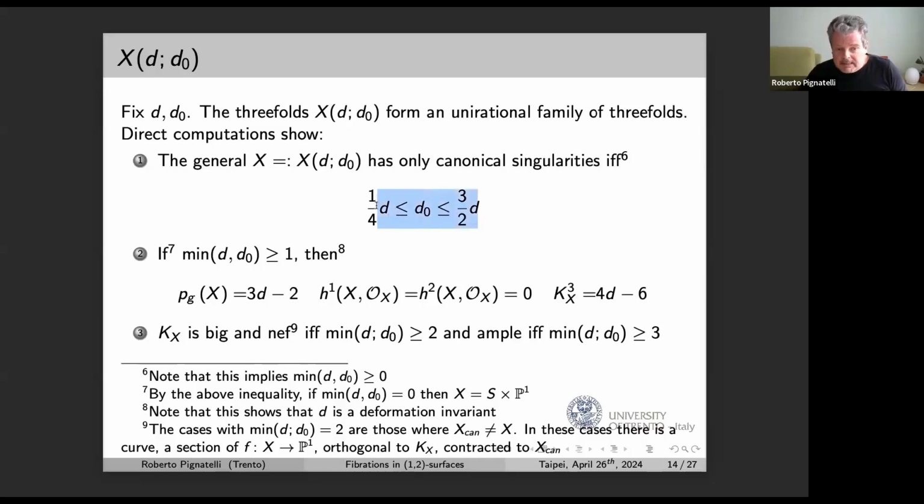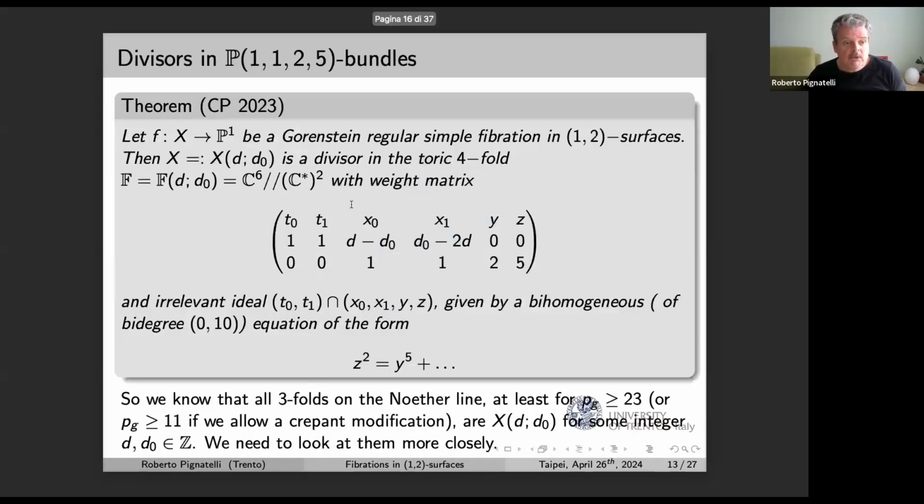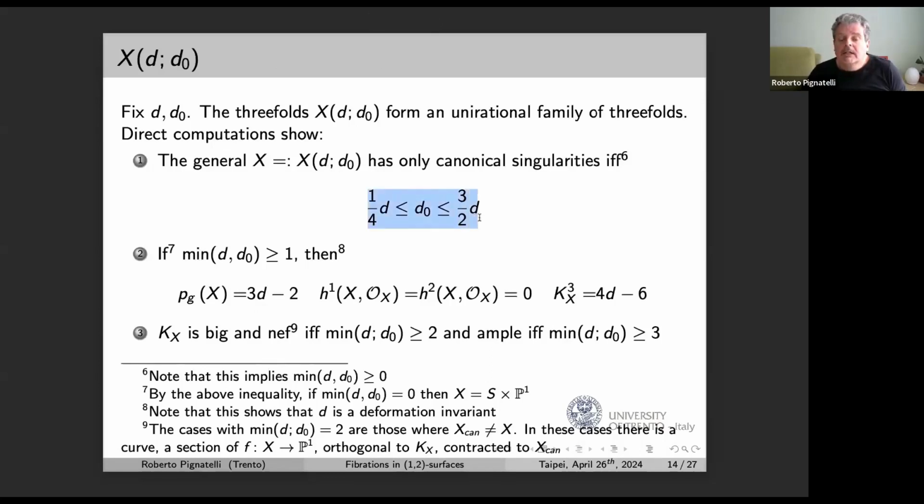Now, the first remark is that this inequality, so at the beginning, D and D0 were not assumed to be non-negative. In the theorem above, D and D0 were just integers, could be negative. When you arrive to assume canonical singularities, you get this inequality, and this inequality forces 1/4 of D to be smaller than 3/2 of D, so D cannot be negative. And then D0 cannot be negative too. And so here, the minimum among these two numbers is one reason for these two numbers to be good and allow writing nicely the next results, but the reason is that they have a geometrical meaning, which I'm going to explain.